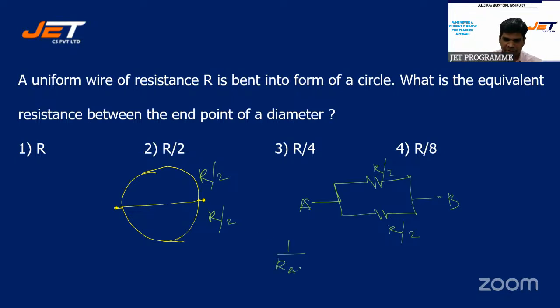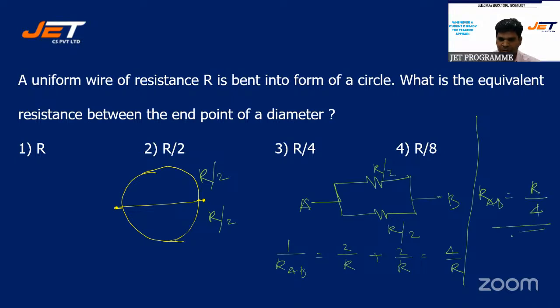So 1 by RAB, because they are in parallel, is 2 by R plus 2 by R, which is nothing but 4 by R. So RAB is nothing but R by 4. Yes, Sri is right. Akshay, Arvind, Nitin. Nitin, think again. So it's R by 4 students.